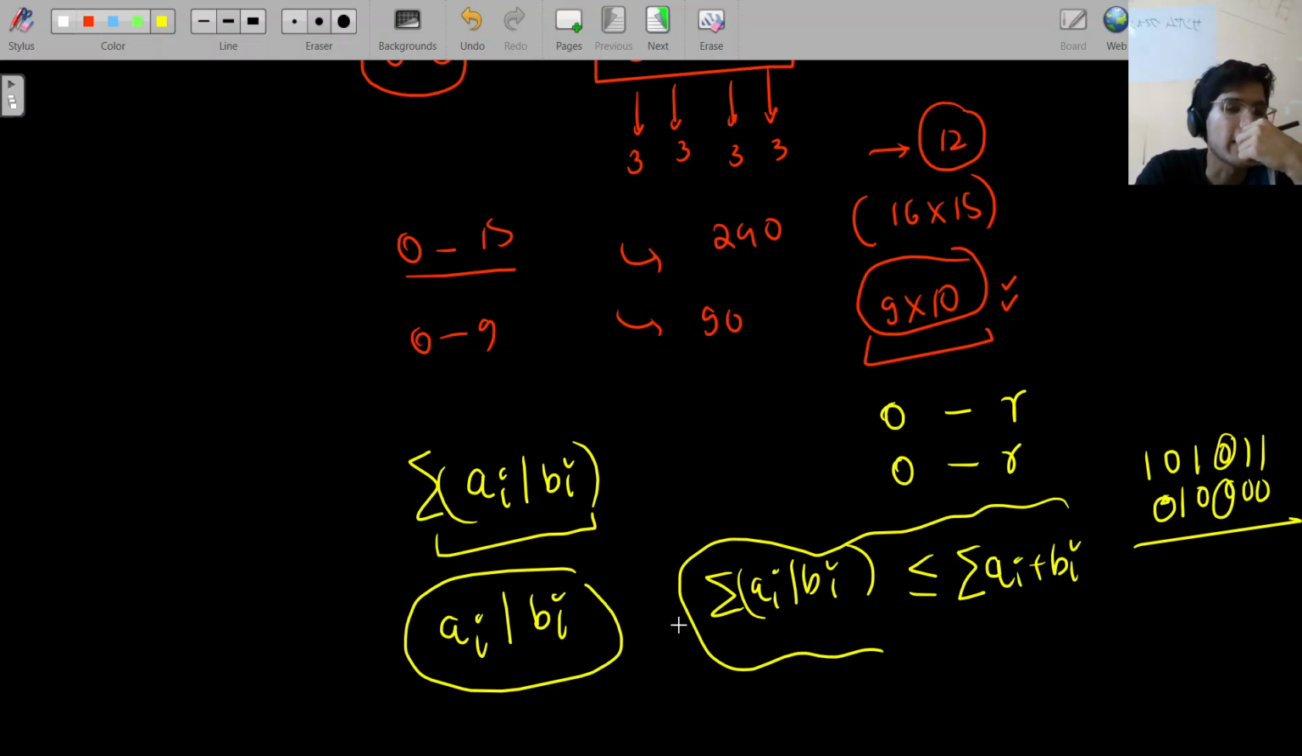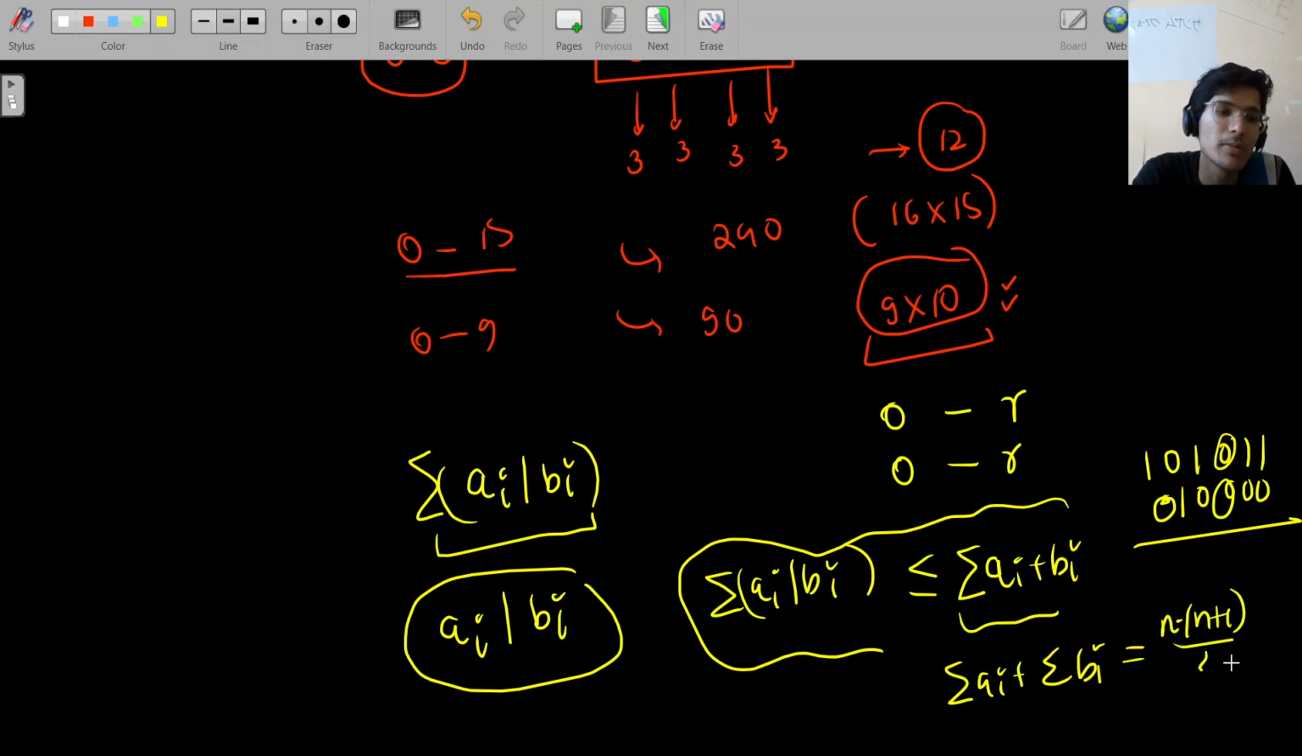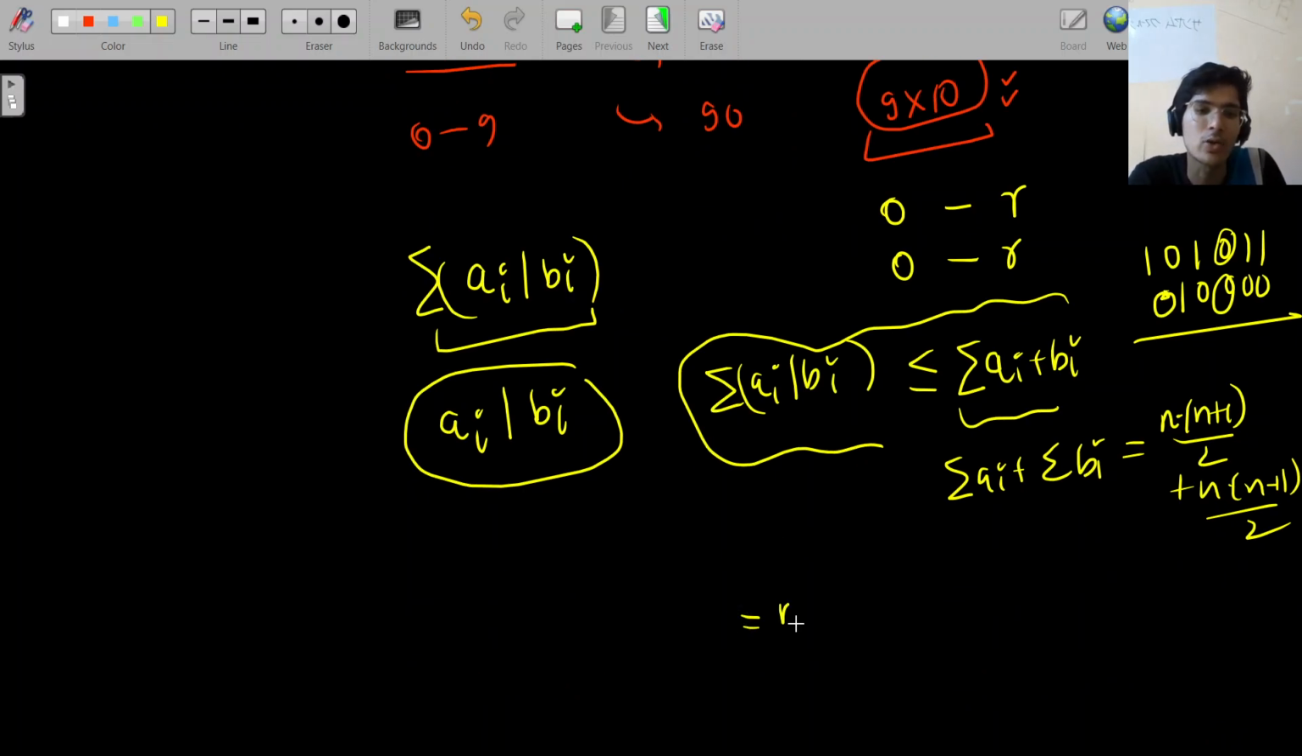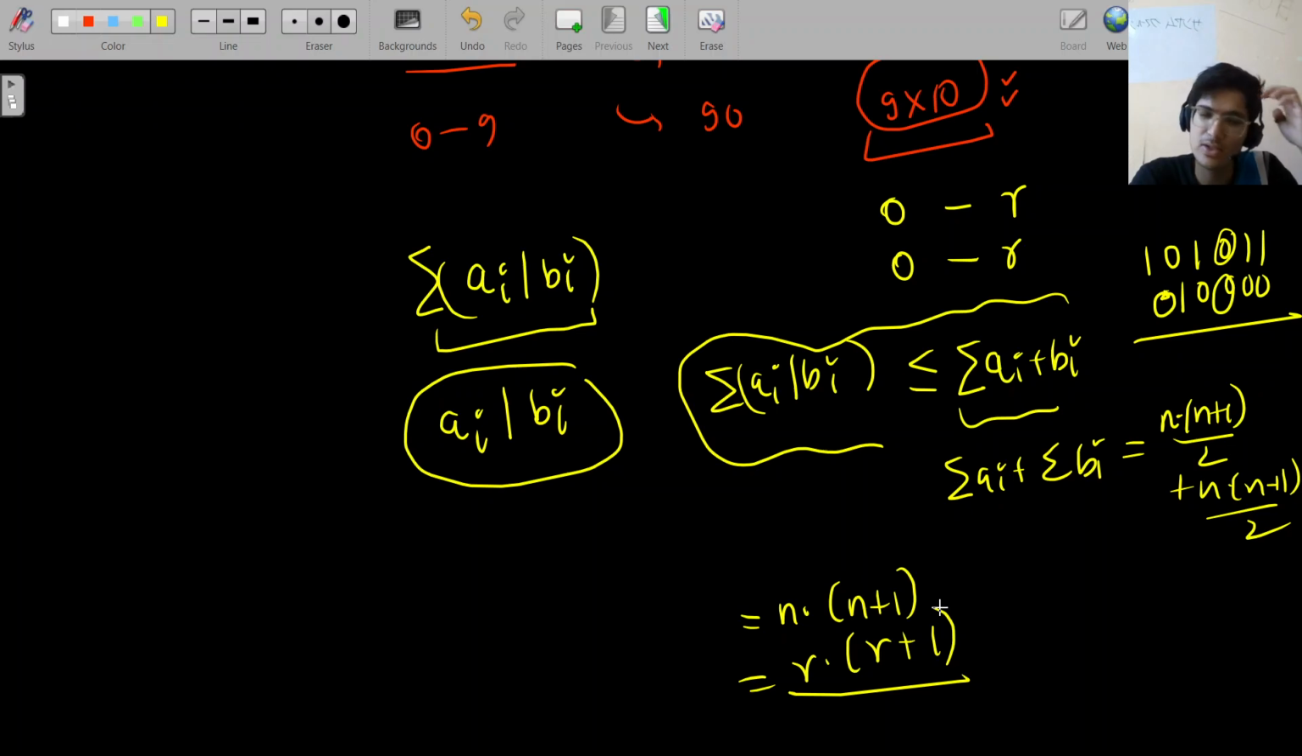So what is this value? Array, this is fixed, right? Summation of AI plus summation of BI, which is what? Tell me, which is n into n plus 1 by 2 plus n into n plus 1 by 2, which equals what? n into n plus 1, which is nothing but r into r plus 1. You should understand this thing, okay?